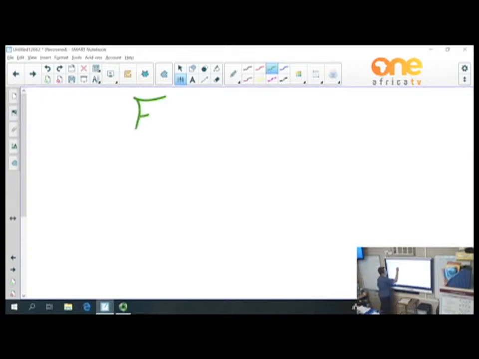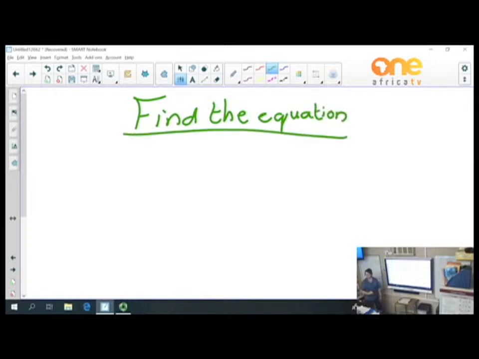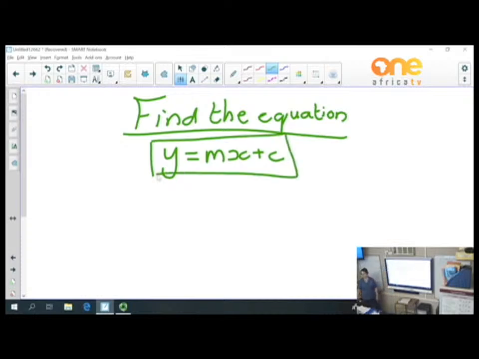Now you can say, just right on top, find the equation. Find the equation. So what we're doing now is to find the equation of a straight line graph. And what is it that we want? That equation of the straight line graph: y is equal to mx plus c. This is what we want.